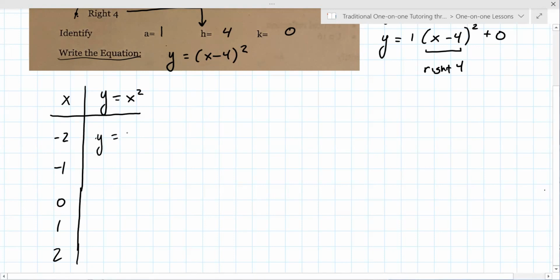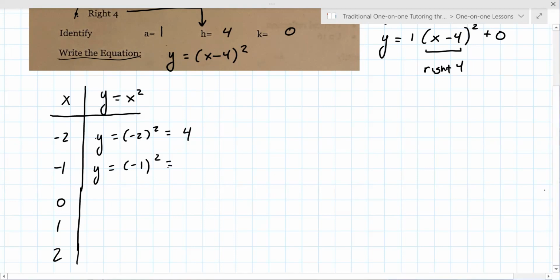It's like y equals (-2) squared. What does that equal? What is -2 times itself? Yes, and that right there is 4. Not -4, it's 4. And the next one here is (-1) squared, which is -1 times -1.